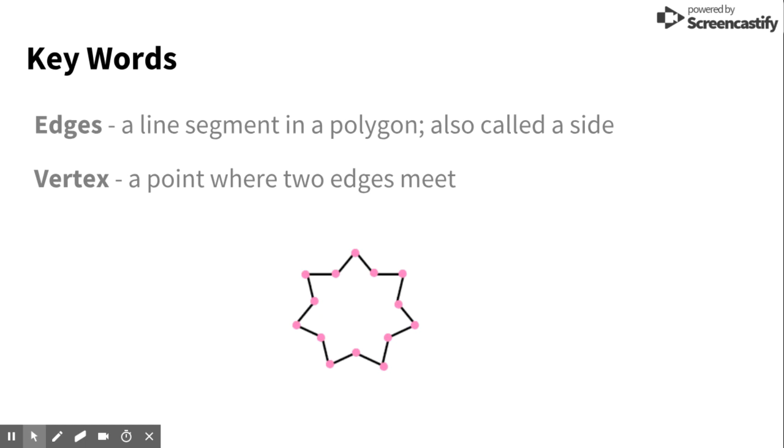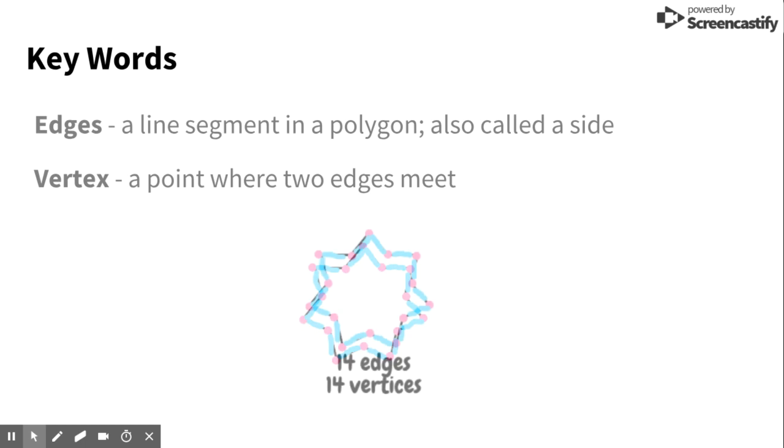My edges are those sides, so I can go around and count each of those sides and find out that there are also 14 edges. So we have 14 edges and 14 vertices. Vertices is the plural for vertex. So remember, the edges are the sides, vertex is where the 2 points meet.